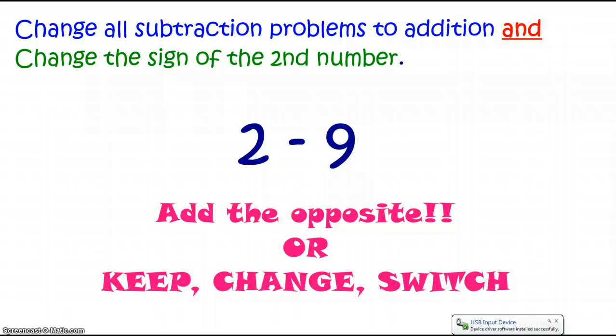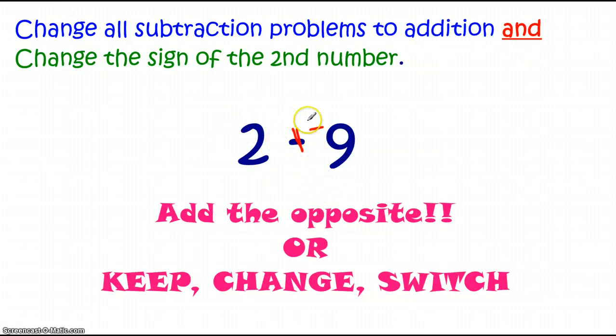So if I have 2 minus 9, we are going to take our 2 and keep it. We're going to add the opposite, or some of you may have learned in the past, you keep the first number the same, so we keep that 2. We change from a subtraction to an addition. Now we can't just change one thing, we have to change two, because this is really a positive 2 minus a positive 9. So we change it to a positive 2 plus a negative 9.